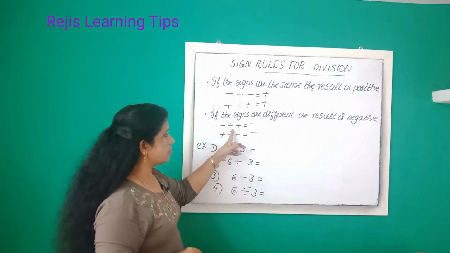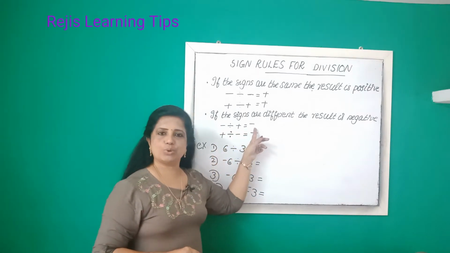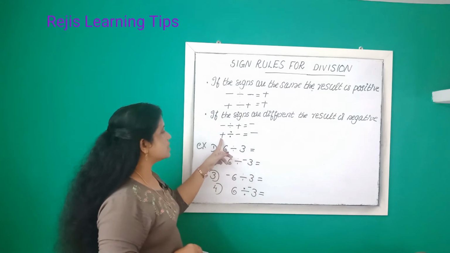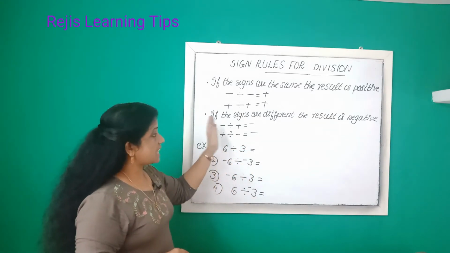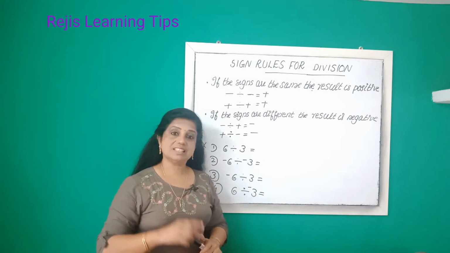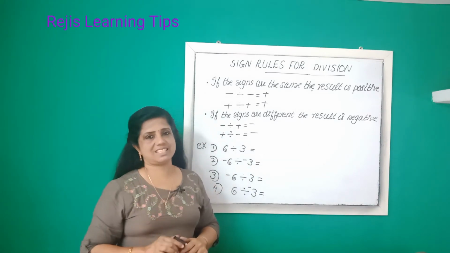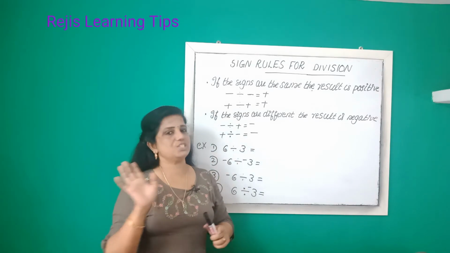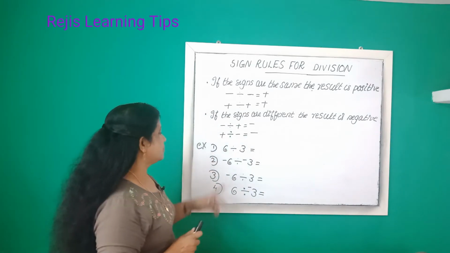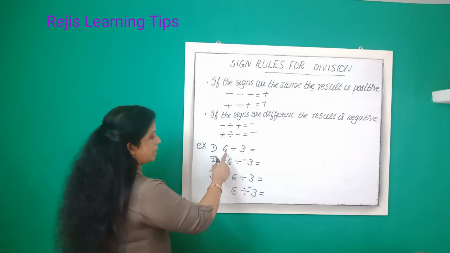Here negative divided by positive is equal to negative. Then positive divided by negative is equal to negative. If the signs are different, the result is always negative. If the signs are same, the result is always positive. Understood? Okay.